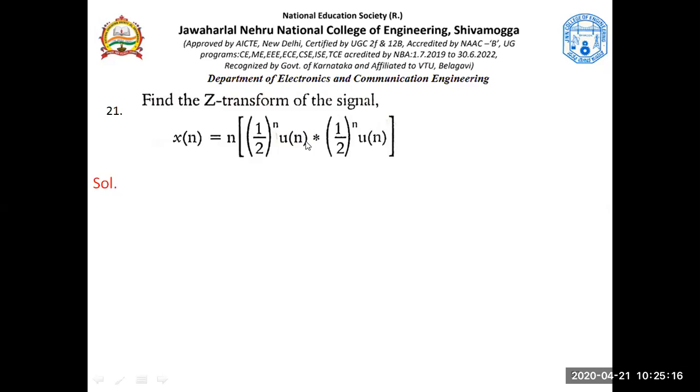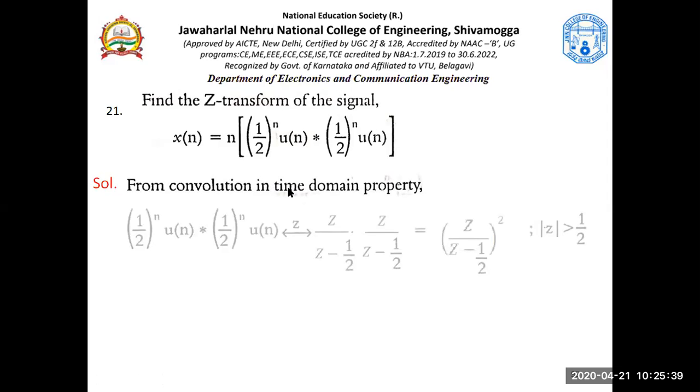Okay, but we know what happens to this convolution operator if we apply Z transform. So let's just consider this convolution part and apply Z transform on that. So from the convolution in time domain property, here is what's happening.